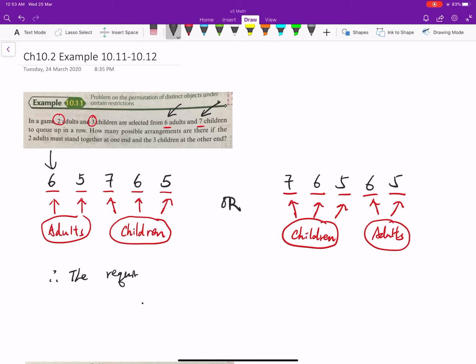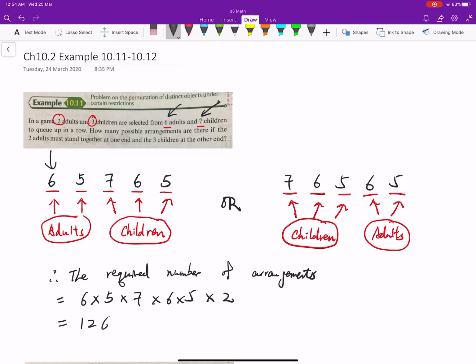The required number of arrangements will be 6 times 5 times 7 times 6 times 5, and because these 2 situations are the same, you can simply multiply by 2. So finally we get this answer. Let's go to the next one.